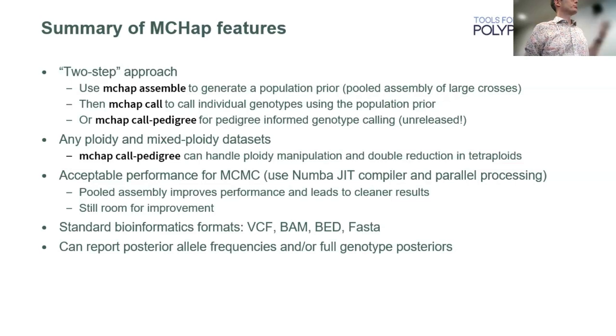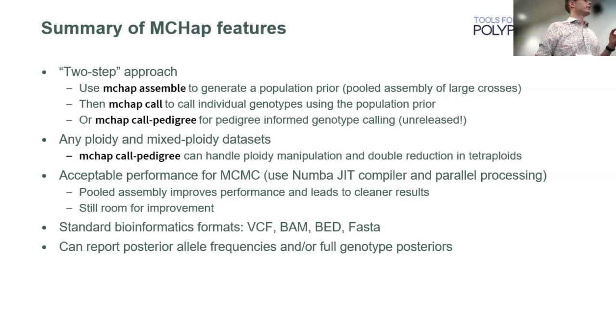So that two-step approach is de novo assembly, generate a population prior, then individual genotype calling. At the moment, that's done with MC-HAP call using the population prior, hopefully soon with this pedigree-based calling as well, if you're interested. Just to reiterate, MC-HAP can handle any ploidy individual, so it can handle mixed ploidy data sets. You can specify ploidy per individual. And that has been extended to the pedigree calling.